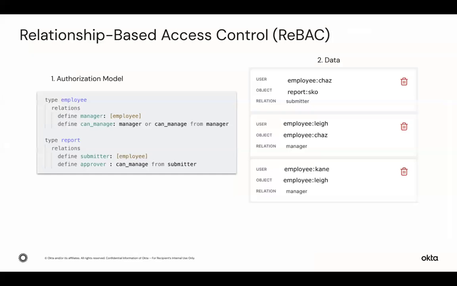In the ReBAC model, you're going to go to FGA and write your authorization model. We're going to talk in other sessions about how you can do that. But after you write your authorization model, inside it you have one line you can write, which says a manager can manage other managers, and as an approver, as long as I manage that person, I can approve it. Just a single line of code in your authorization model that will allow Ken to approve the reports of Chaz.